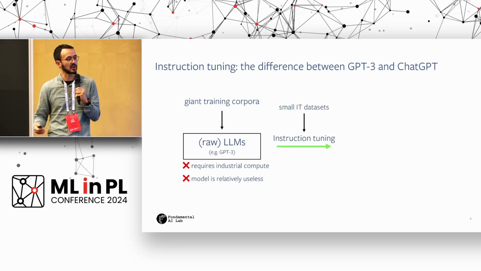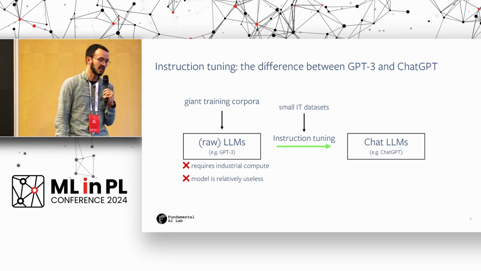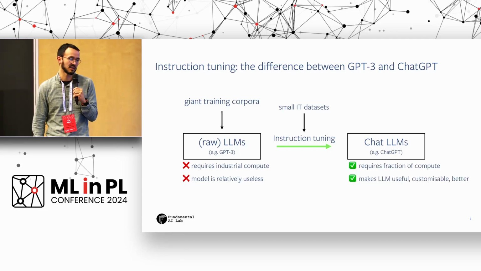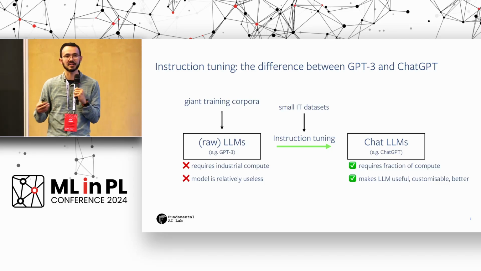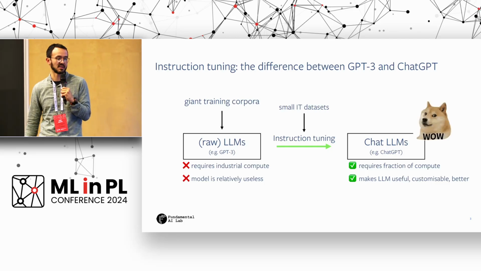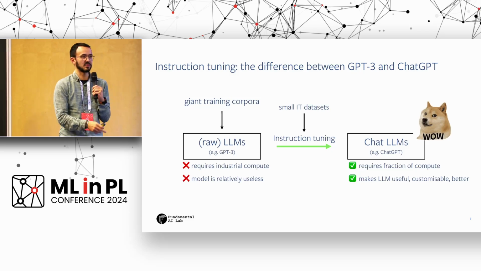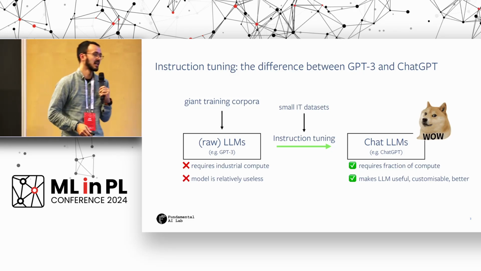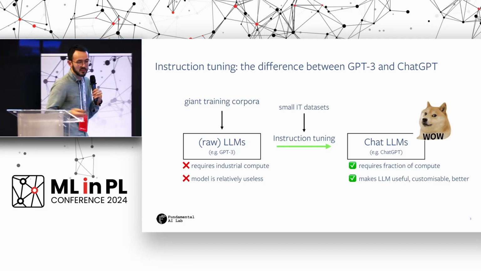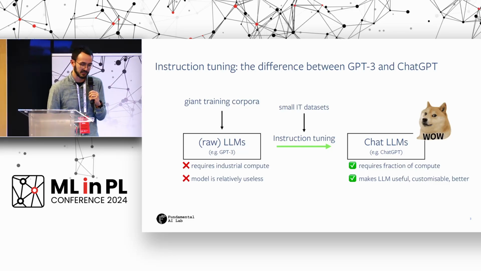But once you add instruction tuning, which typically requires just small instruction tuning data sets, you get these chat LLMs or instruction tuned LLMs that can do all sorts of things. And this process usually requires just a fraction of the compute. This is what makes the large language models really useful, customizable, and better, and just generally wow, right? No one knew about GPT until ChatGPT came along. And the same goes for vision language models as well. Until we had GPT-4V and LLaVA models, everyone was just using CLIP, and CLIP is fairly limited.